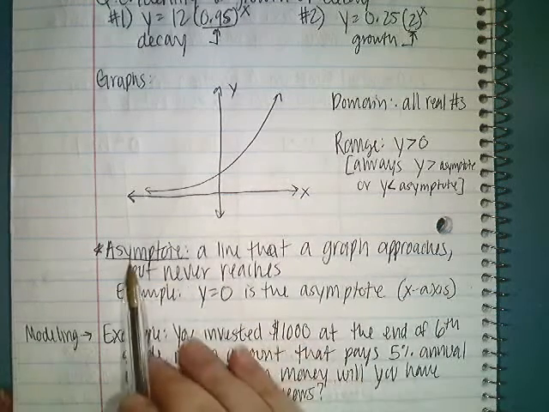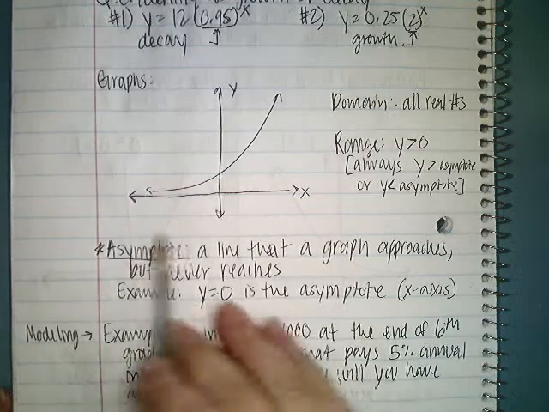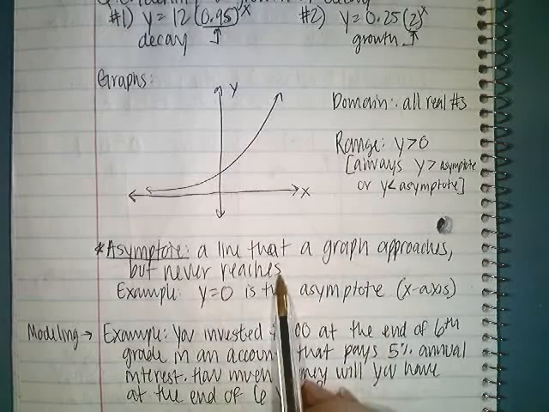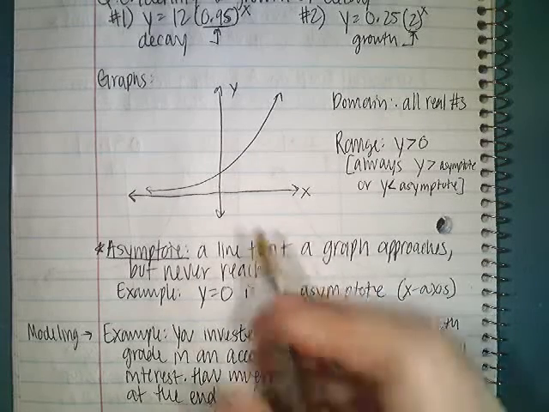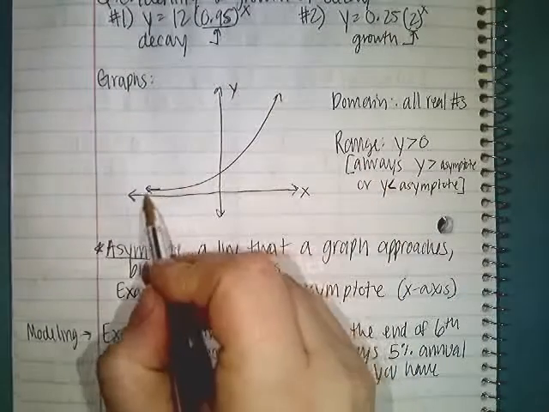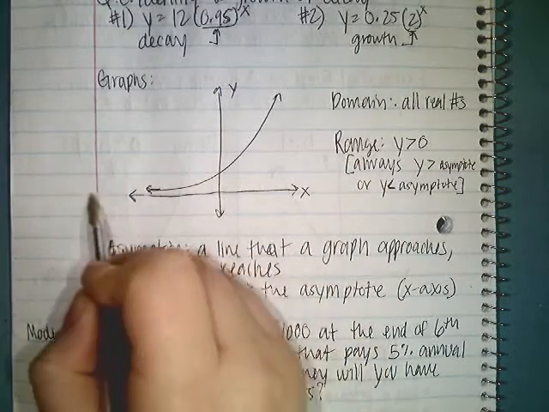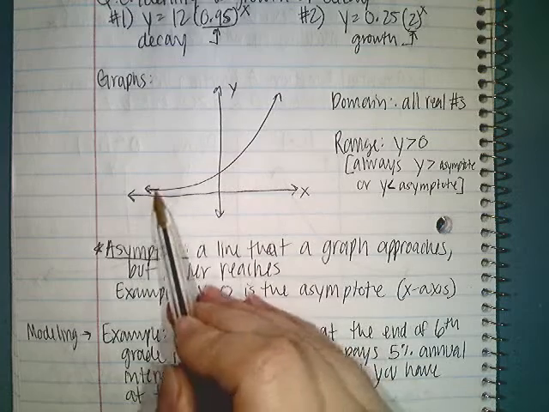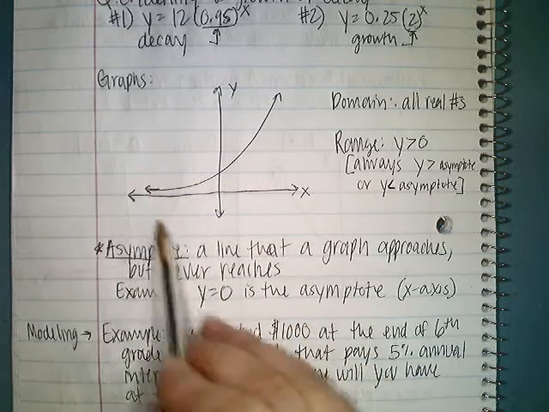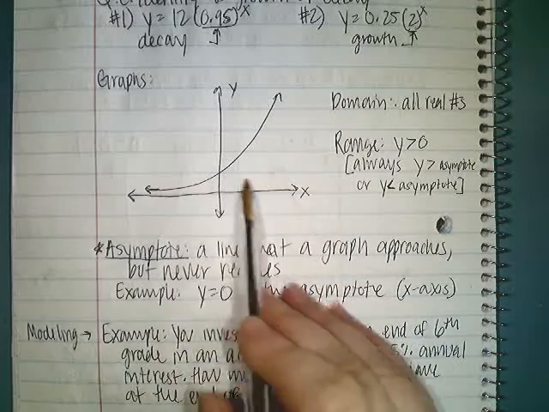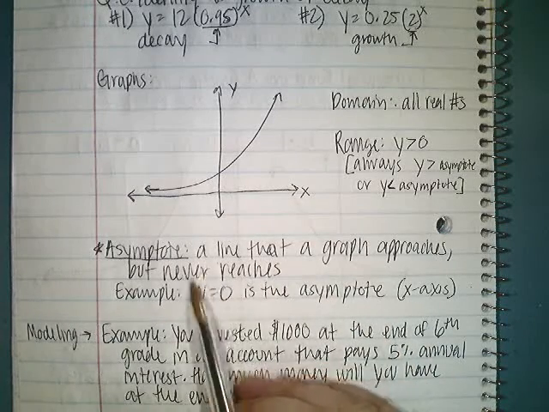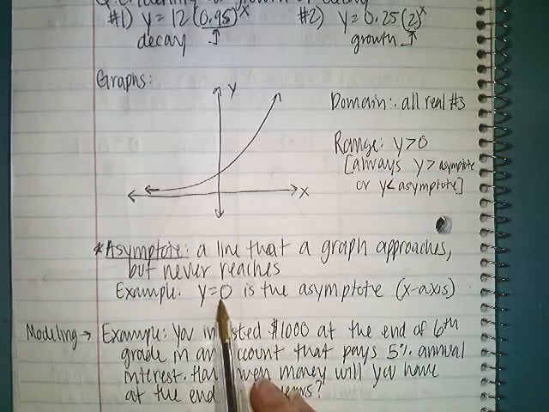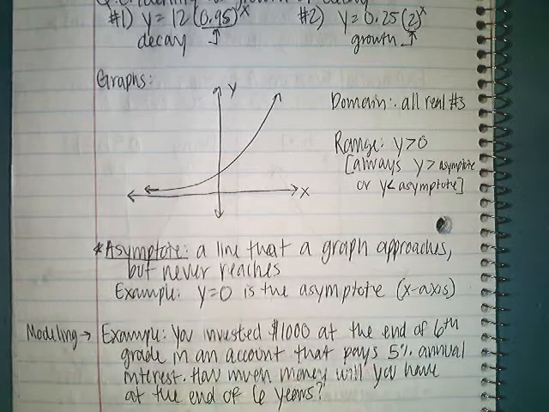The first thing I want you to know is that it has an asymptote. We haven't talked in detail about this yet, but an asymptote is a line that a graph approaches but never reaches. As you can see on this side of our graph, it's getting closer and closer to our x-axis, but it will never actually reach it. We'll talk more about why later. It will never cross the x-axis. So the x-axis in this situation is the asymptote, which is when y is equal to 0. In this example, our asymptote is y equals 0.